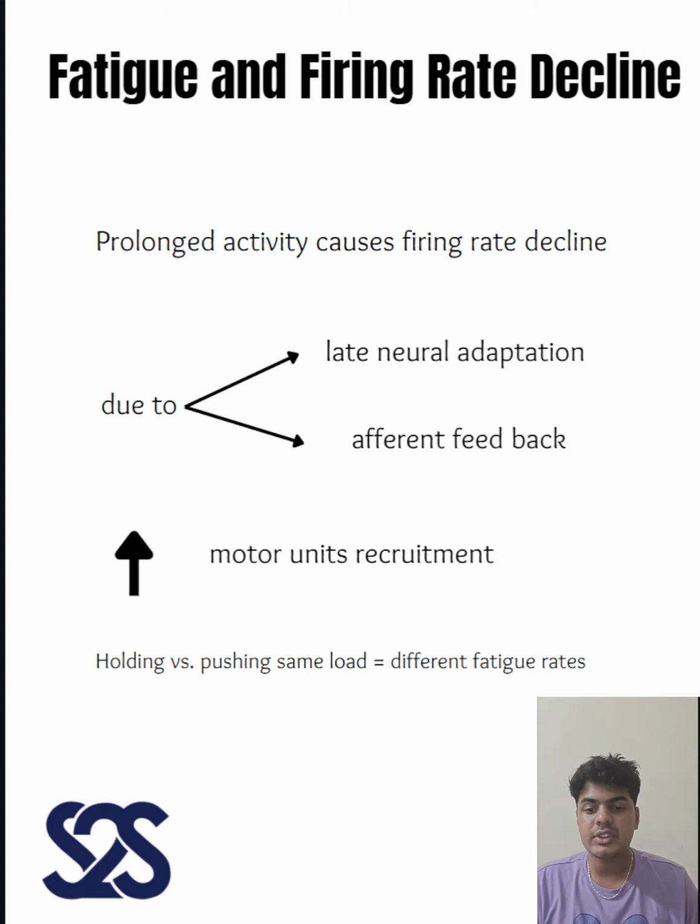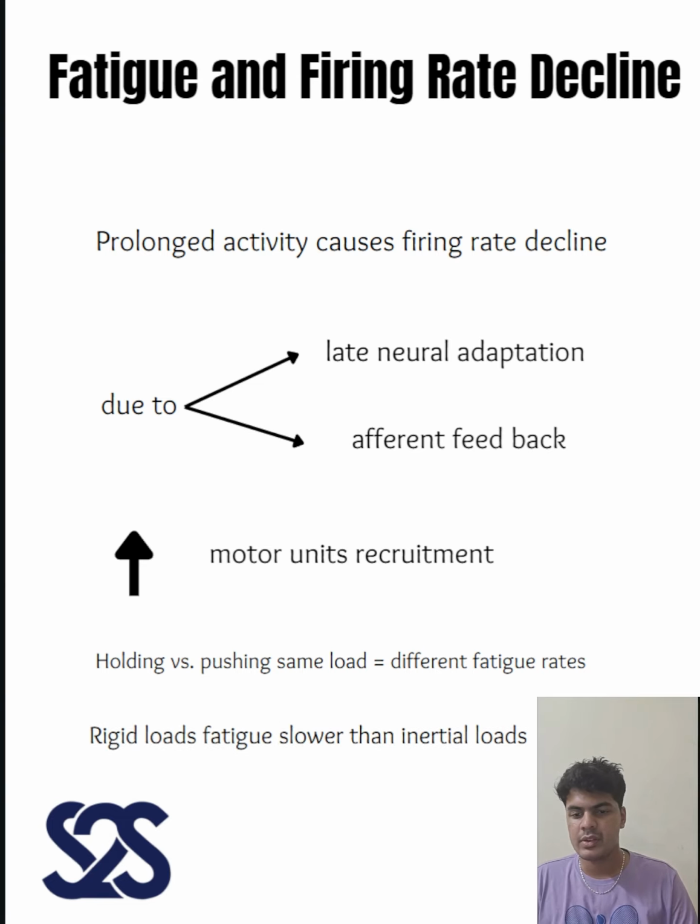Next, holding versus pushing the same load. We call these different fatigue rates. What it means is that if you are holding a weight where there is inertia, or if you're trying to push the same load through the ground, while holding the weight there is more afferent feedback for that movement than when pushing an object, so the body fatigues faster doing that motion with more inertia in it. So rigid loads fatigue slower than inertial loads. Rigid loads, as in pushing the same weight through a plane where there is lesser inertia, produce slower fatigue.